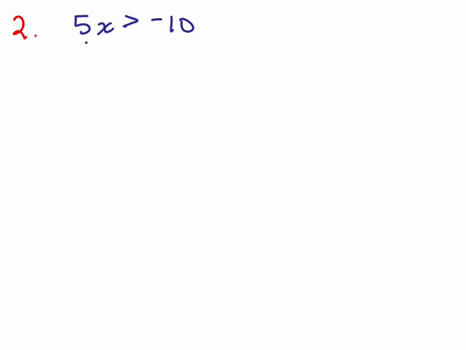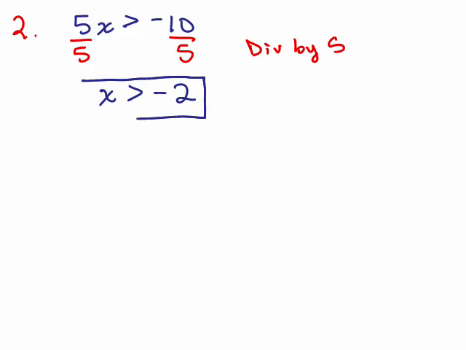Problem 2. 5x is greater than negative 10. So what we need to do here to isolate x is divide both sides by 5. So I'm going to write that out. I'm dividing by 5, and when you divide by 5, it doesn't change the direction of the inequality. It's only if you multiply or divide by a negative number. So this is the answer. x is greater than negative 2. That's the solution, and now we need to graph it.